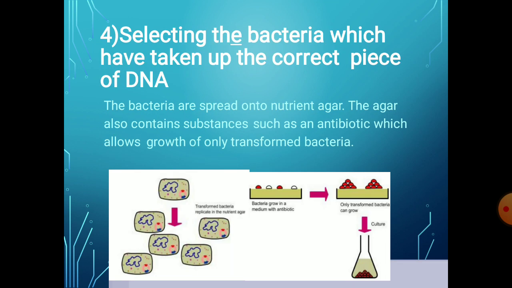Step 4. Selecting the bacteria which have taken up the correct piece of DNA. The bacteria are spread onto nutrient agar to provide important conditions and nutrients so that they may grow. The agar also contains substances such as antibiotics which allow the growth of only transformed bacteria.